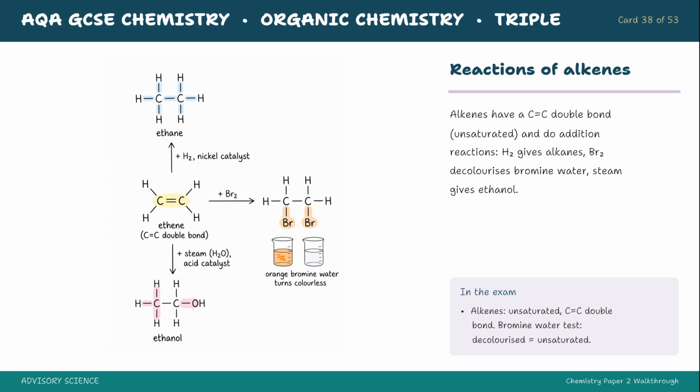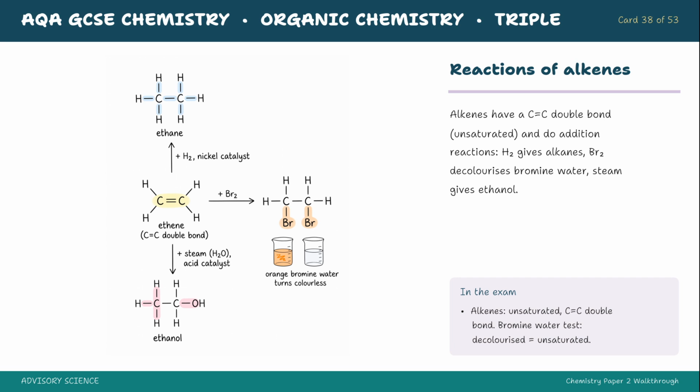Reactions of alkenes. Alkenes are unsaturated hydrocarbons that contain a carbon-carbon double bond, which makes them more reactive than alkanes. You need to know 4 reactions. With hydrogen, using a nickel catalyst, an alkene gains hydrogen across the double bond to form an alkane, and this is called hydrogenation. With steam, water, using a catalyst, an alkene forms an alcohol. This is how ethanol is made industrially.